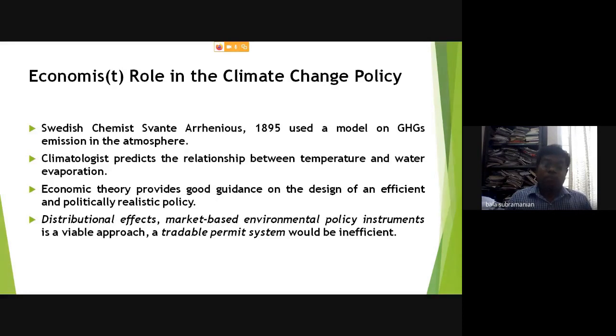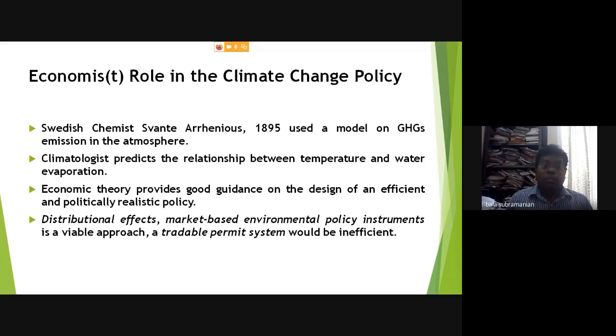The distributional effects. For example, which countries should hold responsibility for reducing greenhouse gas emissions in terms of climate change? Many developing countries are criticizing and blaming the developed countries, because developing countries say you are emitting more. But we are claiming the developed countries are more responsible for climate change, because they are the industrialized countries.